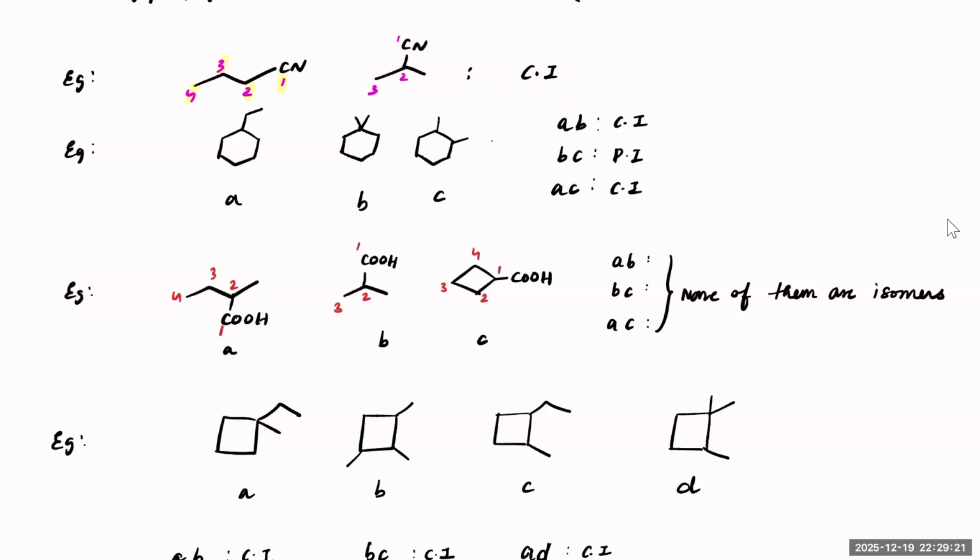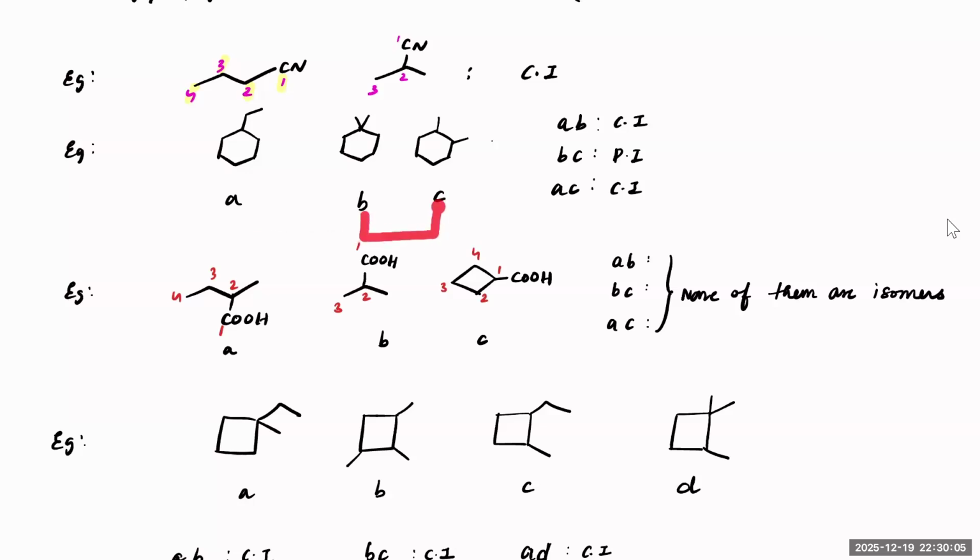Here you see all three have the same root word. Root word is what? Cyclohexa, cyclohexa, cyclohexa. Correct. But have you noticed something? The side groups are different here. See, A is ethyl. Here it is dimethyl. Even if there is a name change of the side chain, then also you consider it as a chain isomer. Therefore, A and B are chain isomers. A and C are chain isomers.